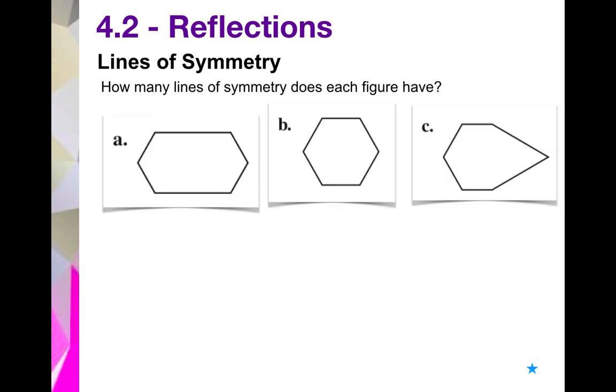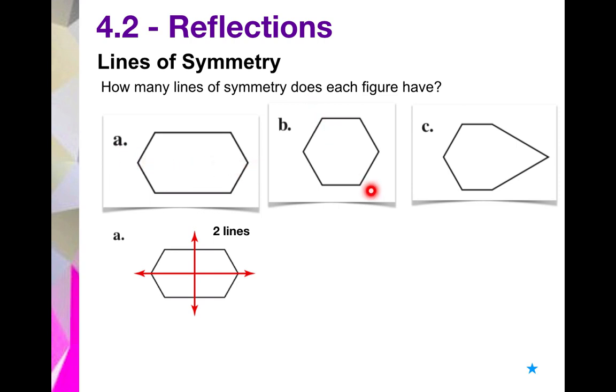How many lines of symmetry does each figure have? So if we look at A, we can see that there's a line of symmetry here if we drew a line because the points map the same, reflect the same around that. Does it work anywhere else? Not really. So there are 2 lines of symmetry. There's a line that goes down this way and a line that goes across this way.